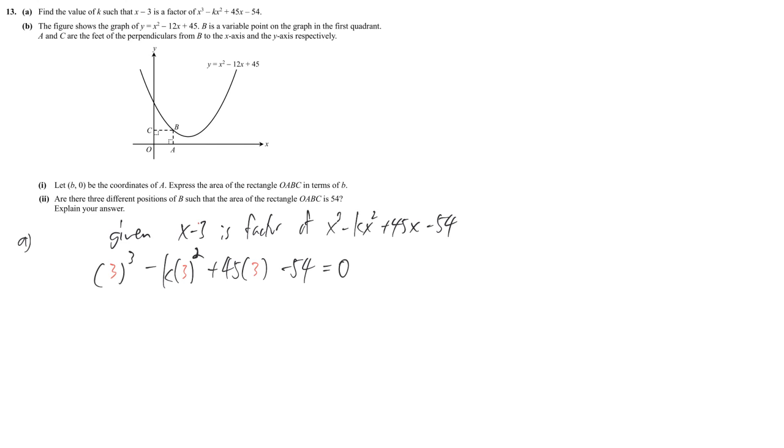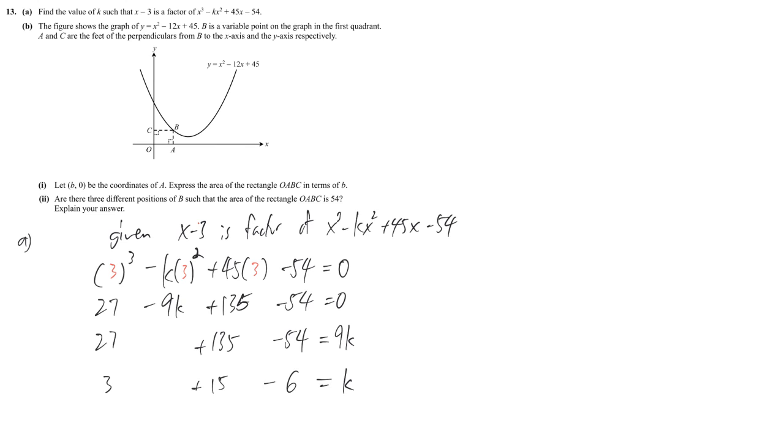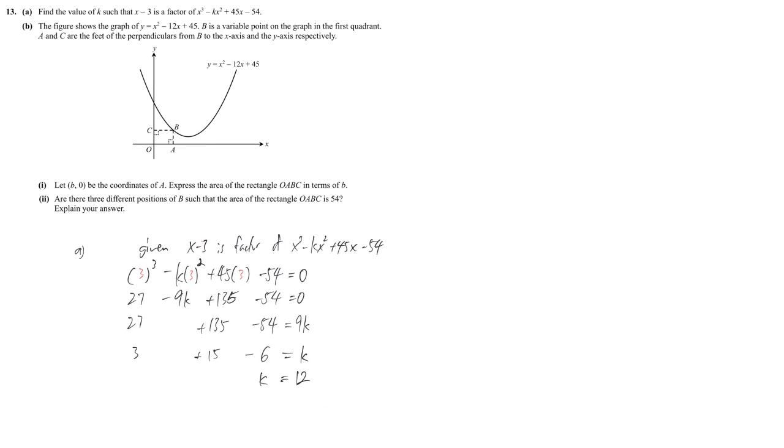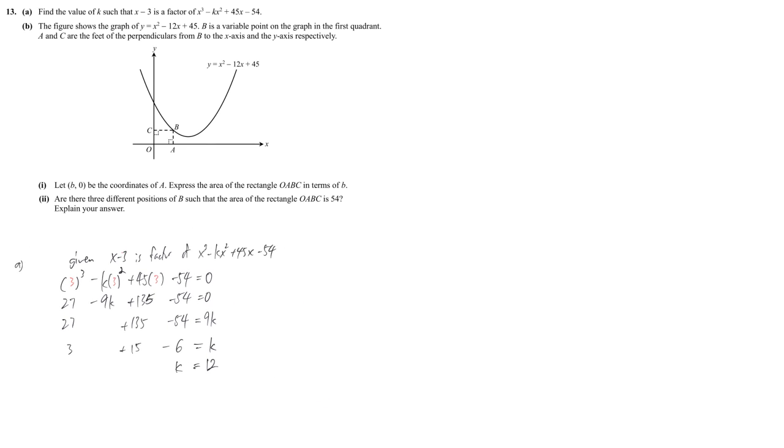When we put 3 inside, we calculate 27 minus 9k plus 135 minus 54. So 9k is equal to 27 plus 135 minus 54. Divide both sides by 9, so k is 3 plus 15 minus 6. So k is equal to 12. Now, part B, let's continue.